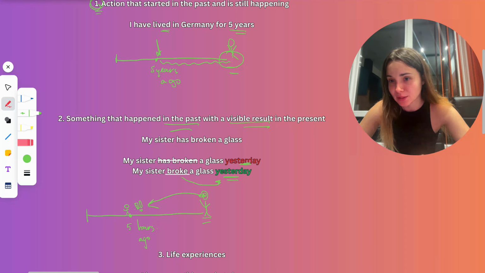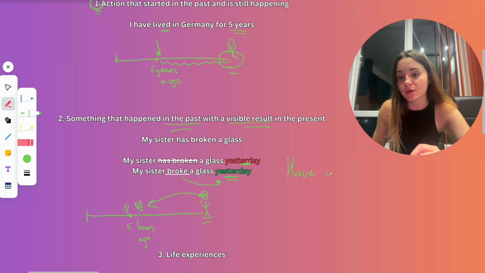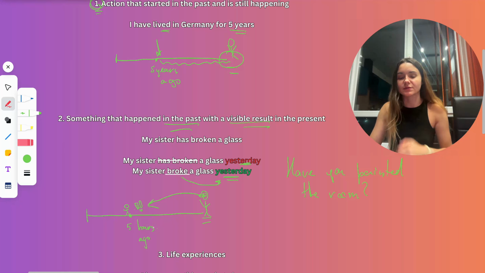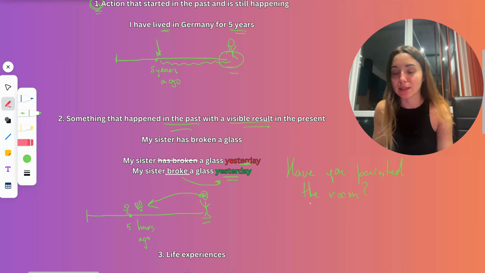So let's imagine the situation that you visit your grandparents, right? And their kitchen is suddenly red, not green as it used to be. So you go, oh, have you painted the room? You ask it in present perfect. You ask, have you painted the room or the walls of the room, right? So you do that in present perfect because you can see the result of something that they did in the past. You can see that they painted the walls, right? Even though it happened in the past, you can see it. You can see its result.